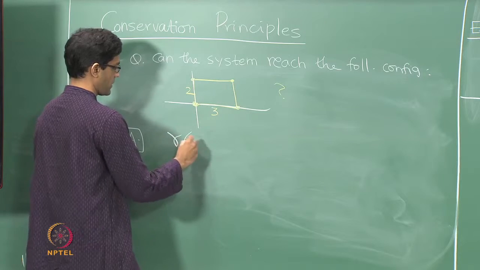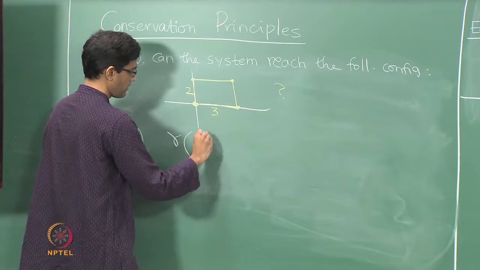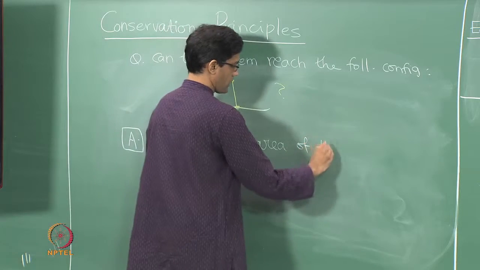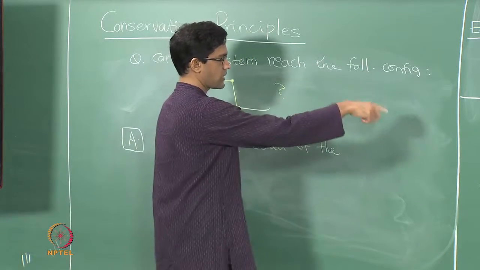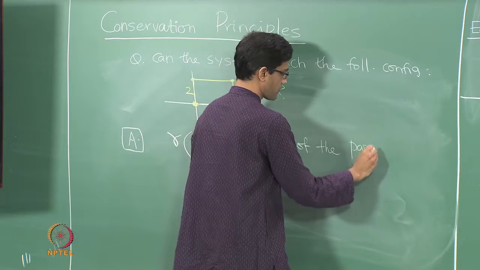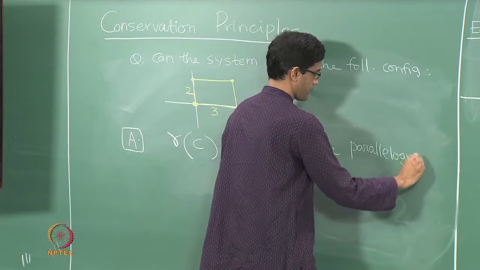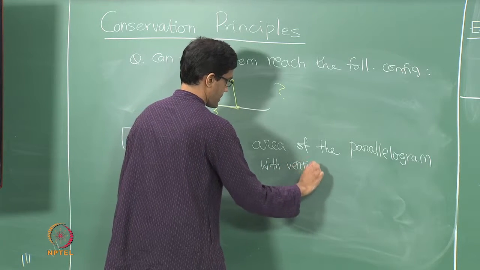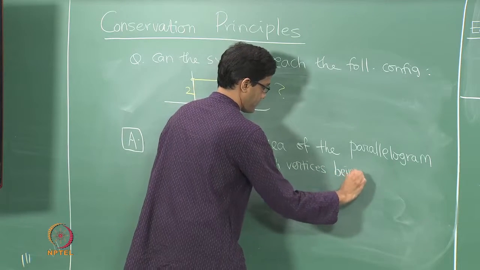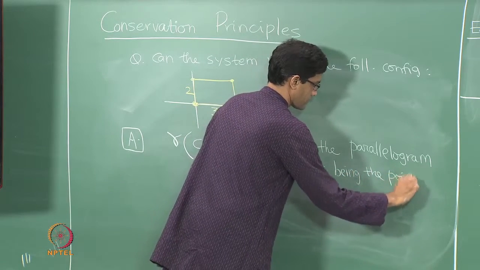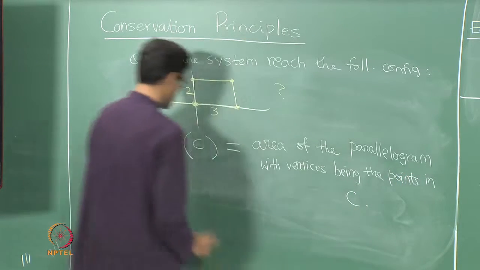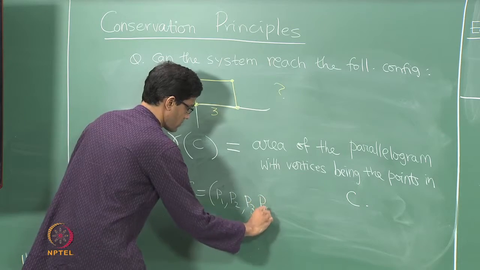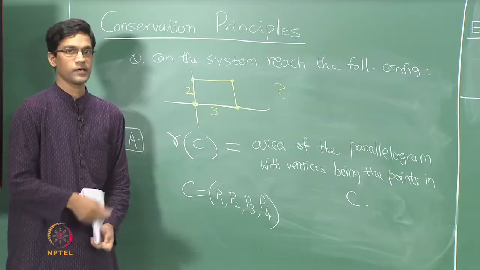So let's define gamma of a configuration. So let C be some configuration of the 4 points, and we define the gamma function as follows. Gamma of a configuration is just the area of the parallelogram. So in general it will always be a parallelogram. So it's the area of the parallelogram with vertices being the points in the configuration C. So remember C denotes a set of 4 points P1, P2, P3, P4. Okay. So now the function here is just the area function.